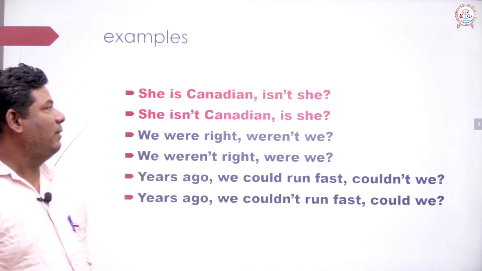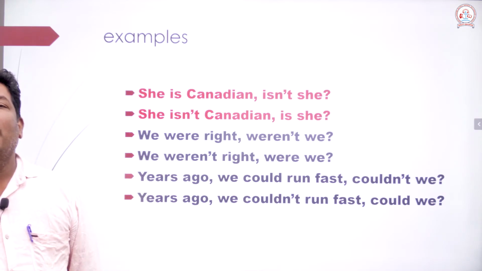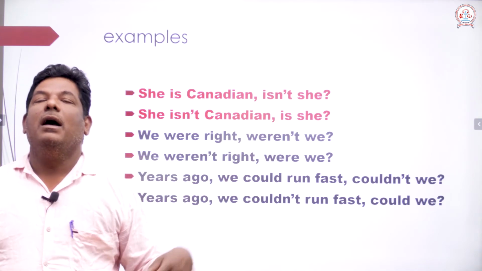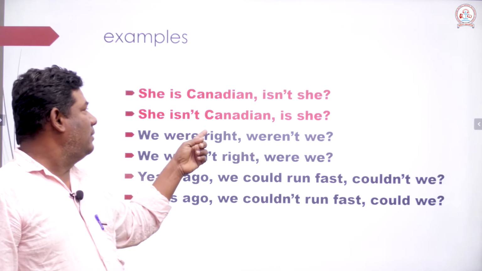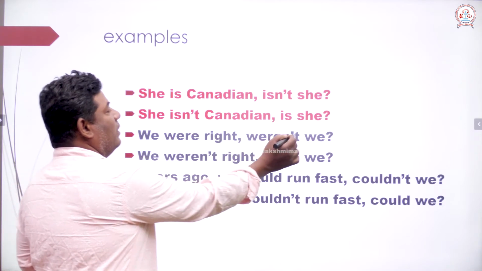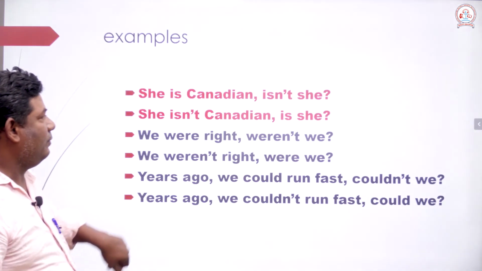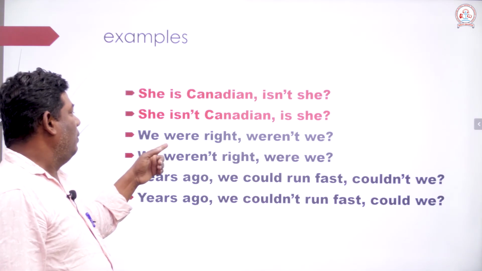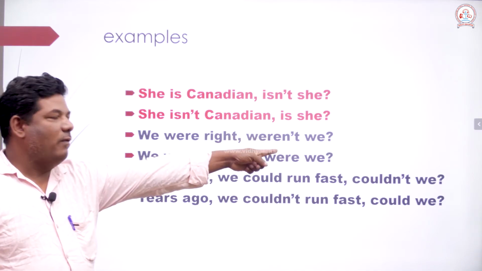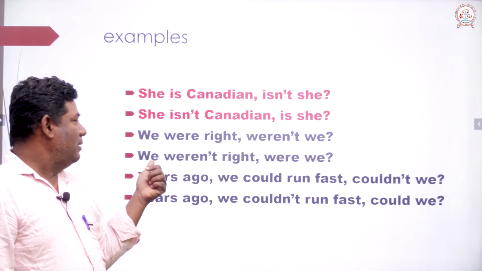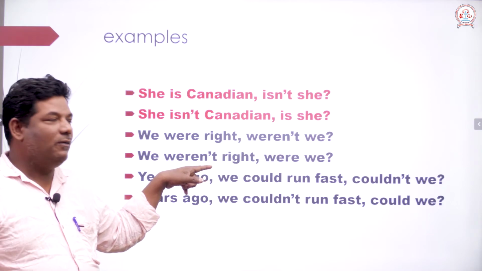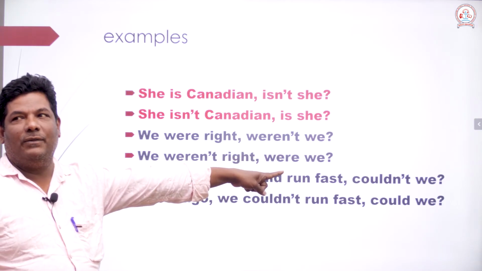A few more examples can be given. She is a Canadian, isn't she, because it is positive. So, a negative question tag here. The second sentence, she isn't Canadian, means is she. It is negative here, therefore we write a positive question tag. Similarly, we were right, positive sentence. So, weren't we, right. And we weren't right, negative. Therefore, we write a positive question tag, were we. Clear?